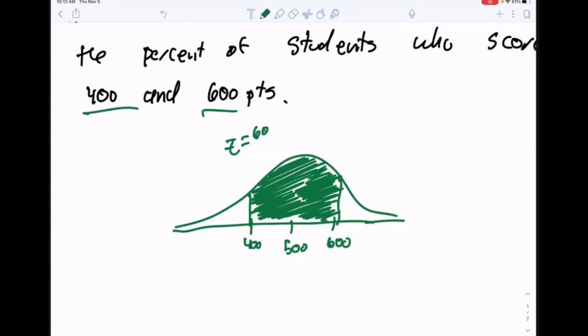600 negative 400. No. Over 100. No, 600 minus, oh, 500, the mean. Over 100, which equals 1. That's 100, so it's not the same. Sorry, that's not 600. Sorry, it's not 600 here.